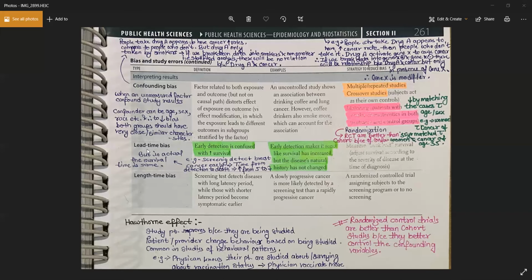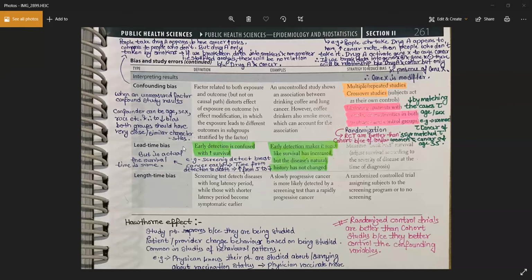And this is known as lead time bias, when the early detection is confused with increased survival. The early detection of a disease makes it look like the survival time of my disease has increased because of this new test. But in actual fact, the death is happening in the same way, right? The early detection makes it seem like the survival has increased, but the disease nature and history has not changed. It was always the same. The death is occurring at the age of 70 only. So this is known as the lead time bias. Any doubt in it?